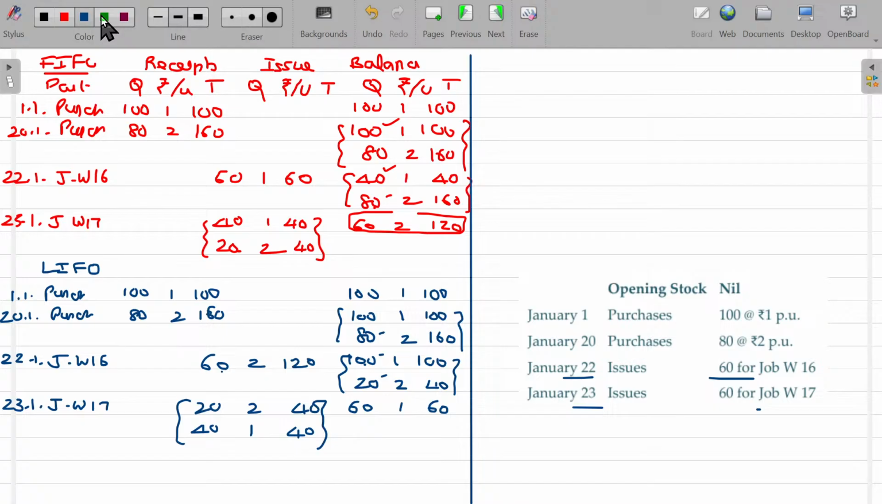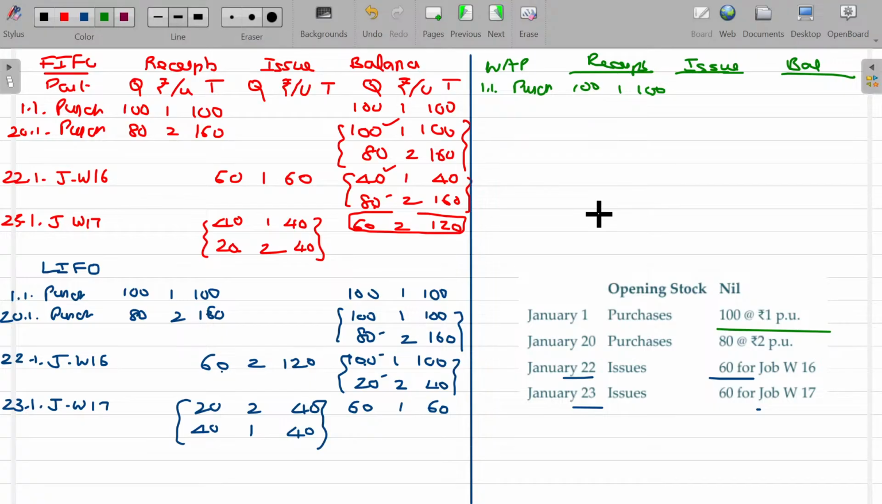Now what happens in case of the weighted average method? WAM, the weighted average pricing method. The same way. On 1st Jan we purchased 100 units at rupee 1, 100, receipts, issues and balance. Whatever item we purchased in the very first remains as it is, as we don't have any opening balance here.